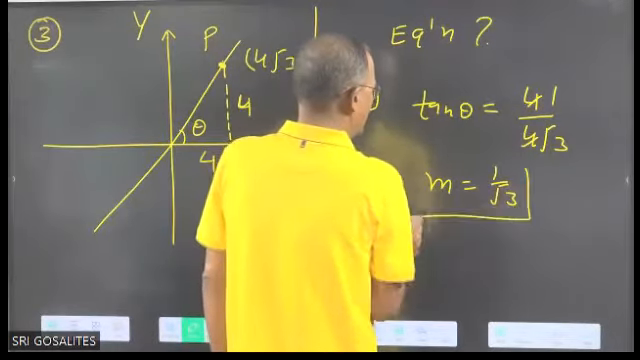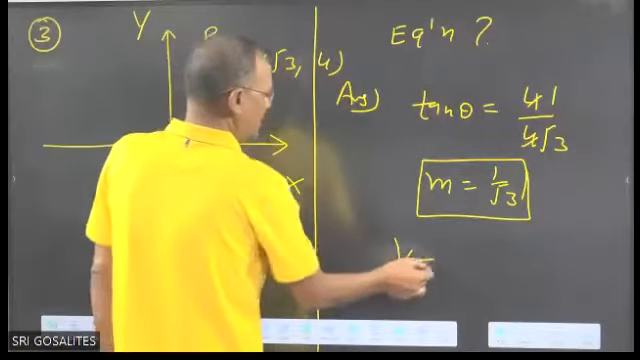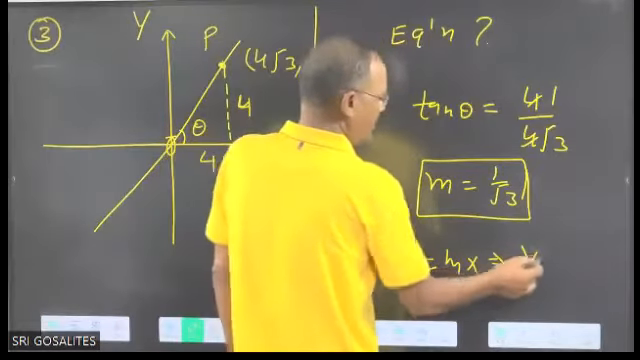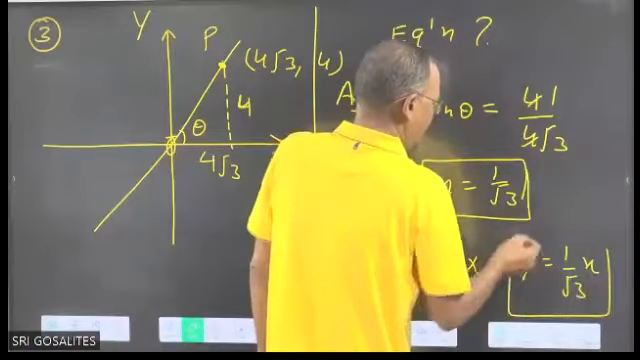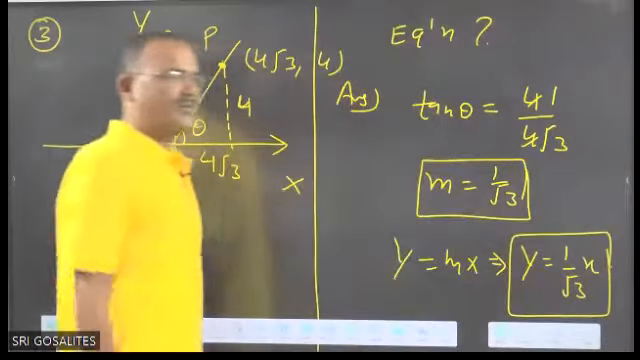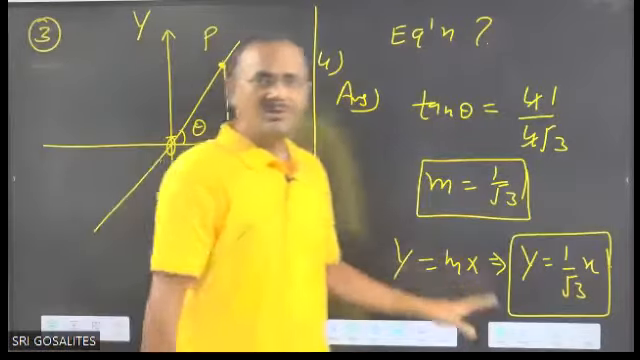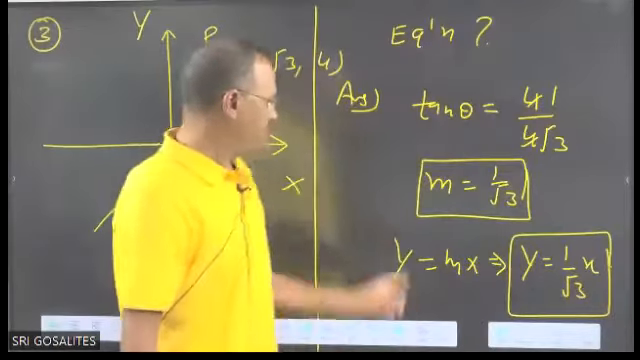That is the slope. Line is being passing through the origin. So equation is y equals to mx. It implies y is 1 by root 3x. So sometimes direct angle is not given, coordinates are given, then you will be using y is equal to mx. Okay, bacho? Right.